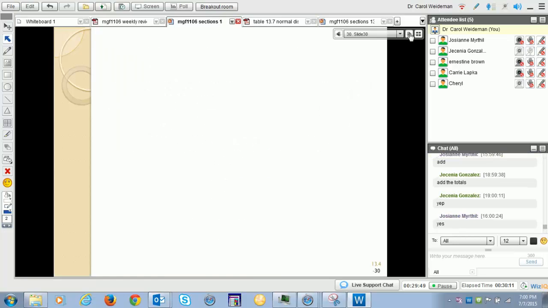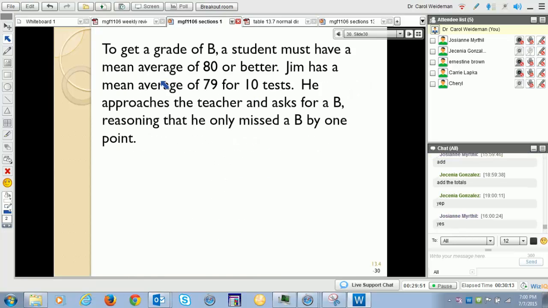Okay, good. All right, so to get a grade of B, the student has to have an average of 80. Jim has a mean of 79 so far, but he was on 10 tests. He comes to the teacher and he asks for a B, reasoning that he only missed a B by 1 point. What's wrong with Jim's reasoning? Is he really missing a B by 1 point?